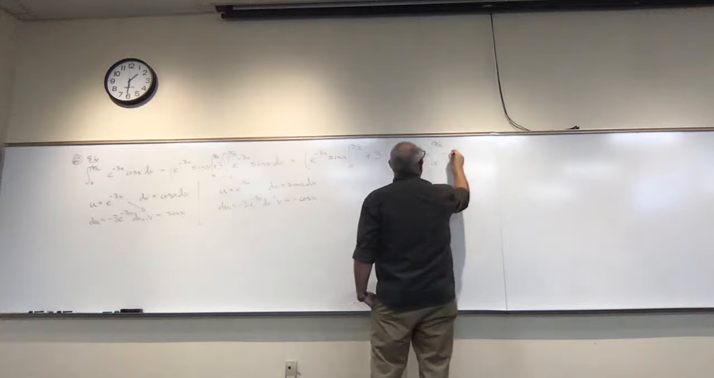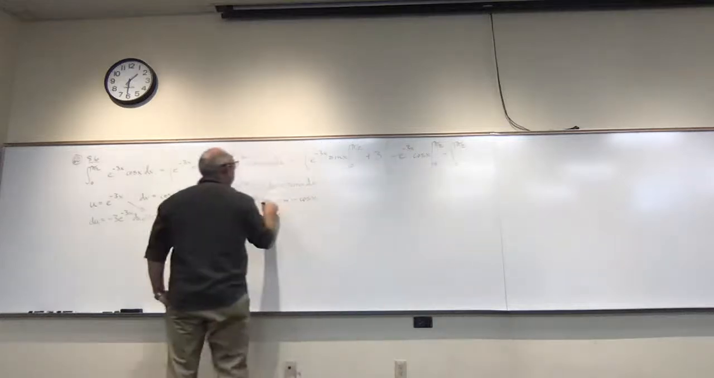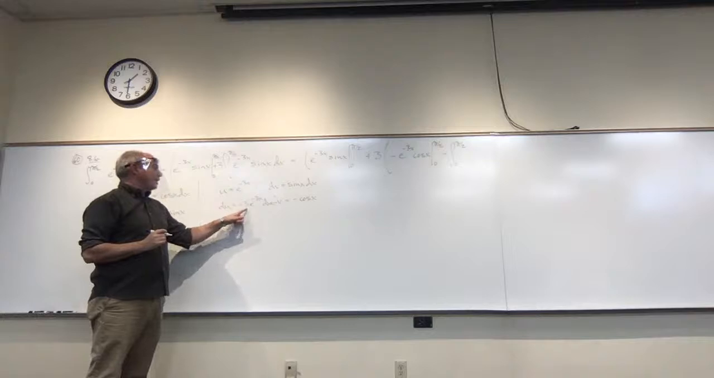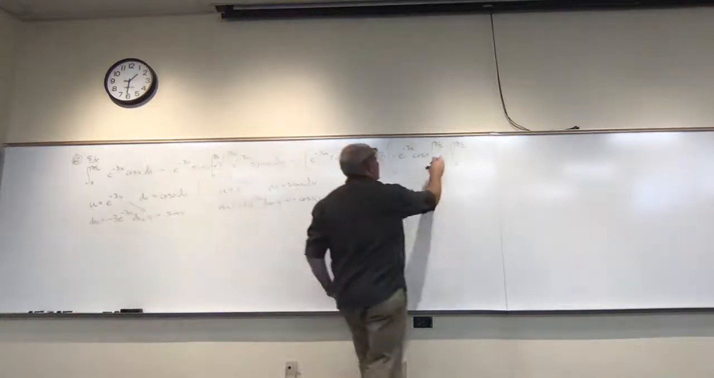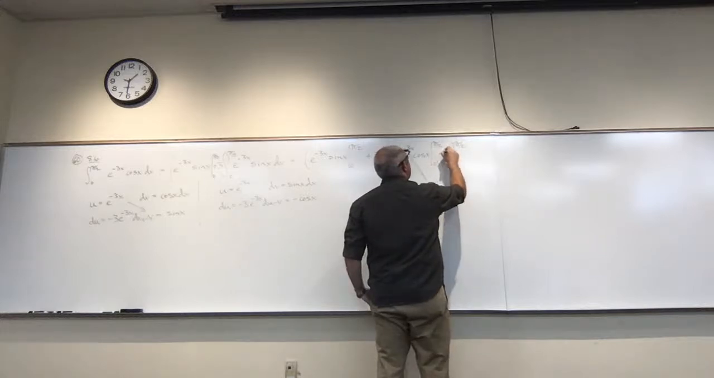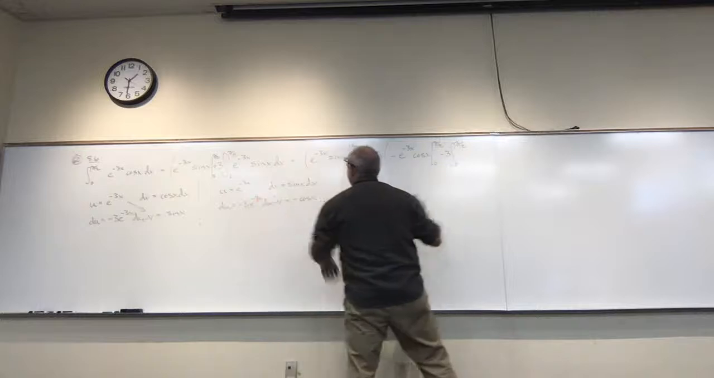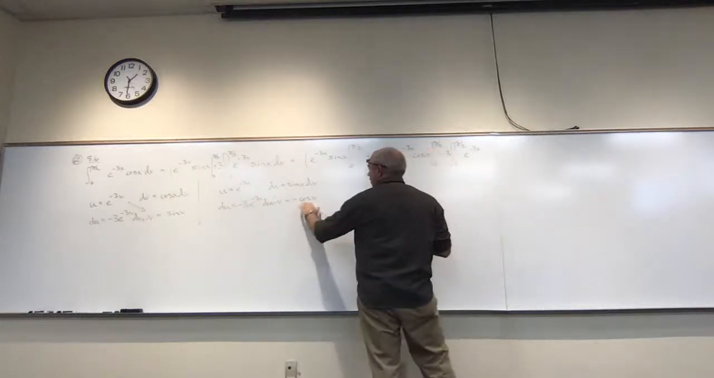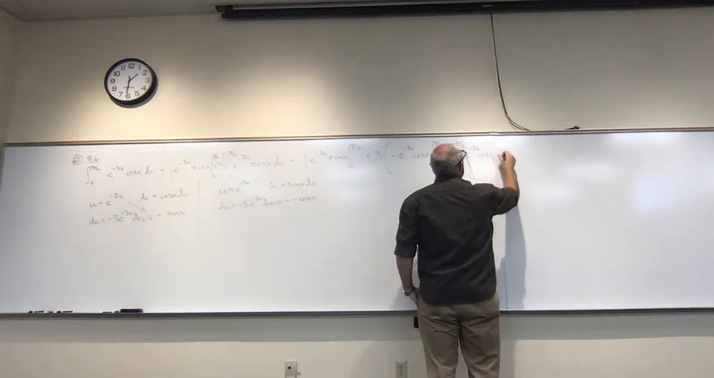Minus the integral from 0 to pi over 2 of v du. I still have a negative 3 times a negative, so that's a positive 3. So I can bring out a positive 3, and then I get e to the negative 3x times cosine x dx.